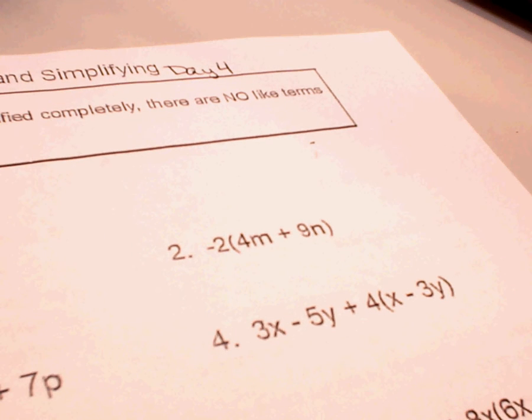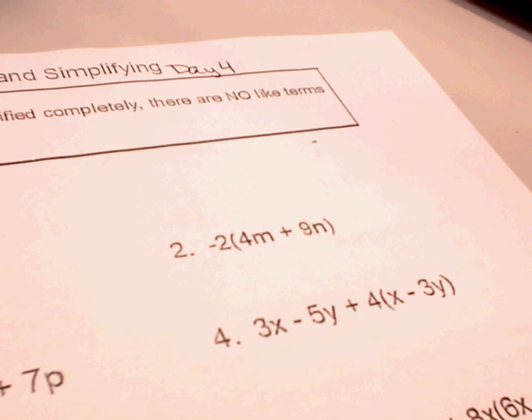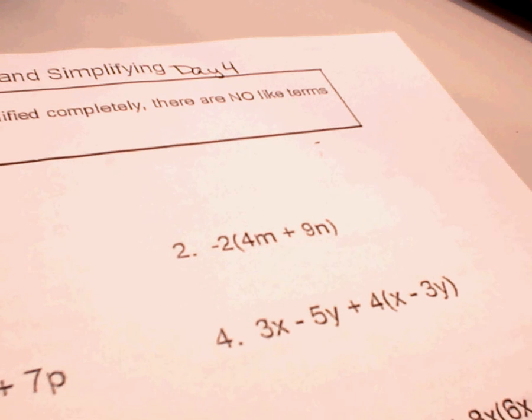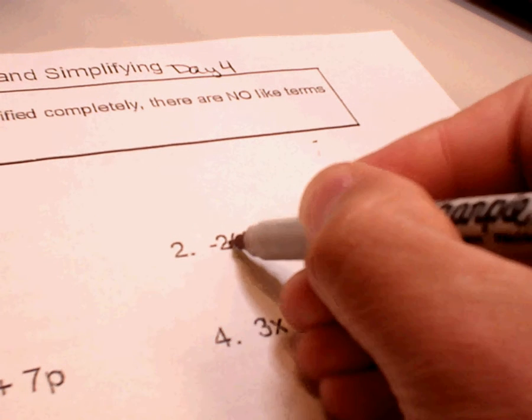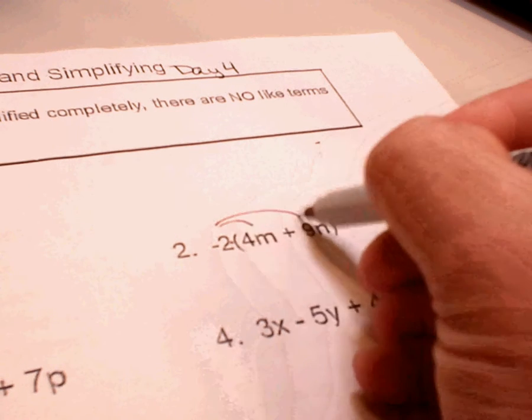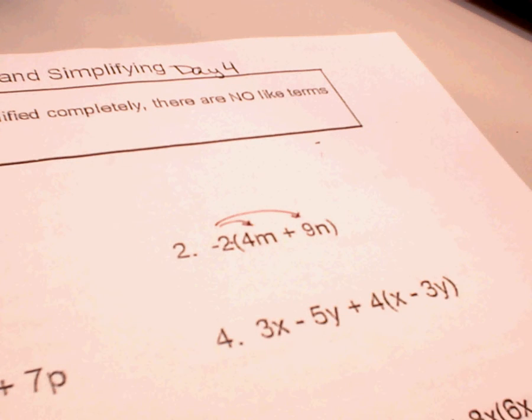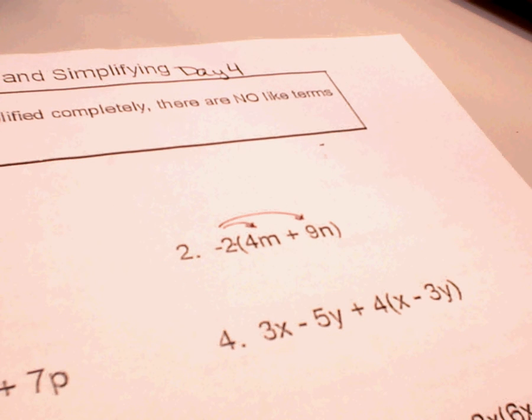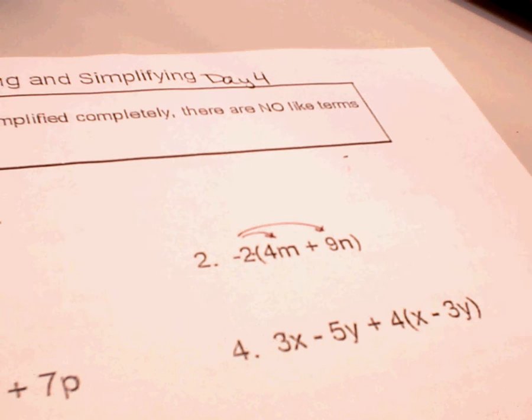Sometimes we would have to distribute a negative number. We will again take the number that's outside and we will multiply that number with every term that's inside of the parenthesis. Distribute to negative 2. And when distributing a negative, we will have to consider the signs of each term that's inside the parenthesis.